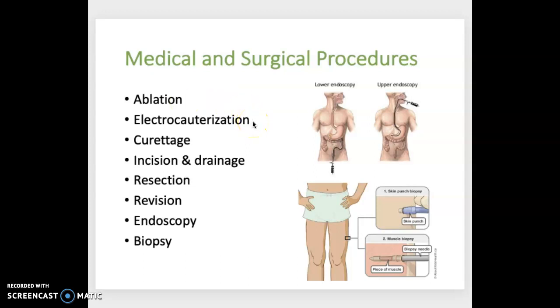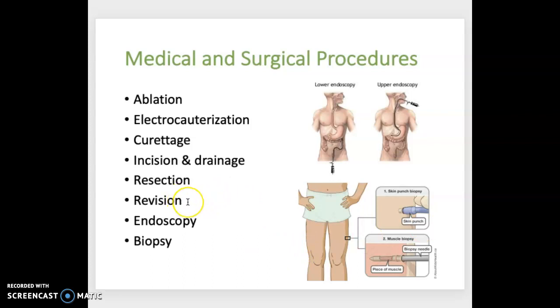Electrocauterization is tissue destruction through heat. Curettage is removal of tissue from a body cavity by scraping. Incision and drainage is removal of fluid from a tissue through an incision. Resection is removal of part or all of a structure or organ or tissue.